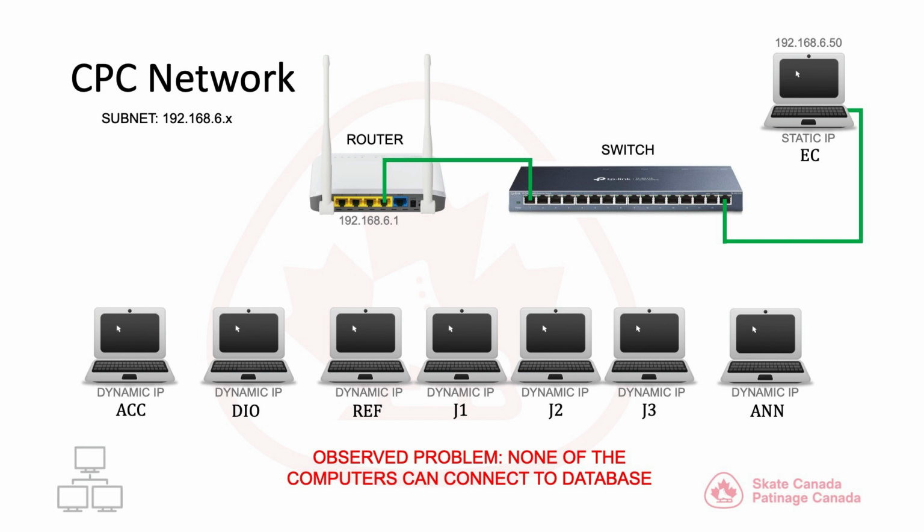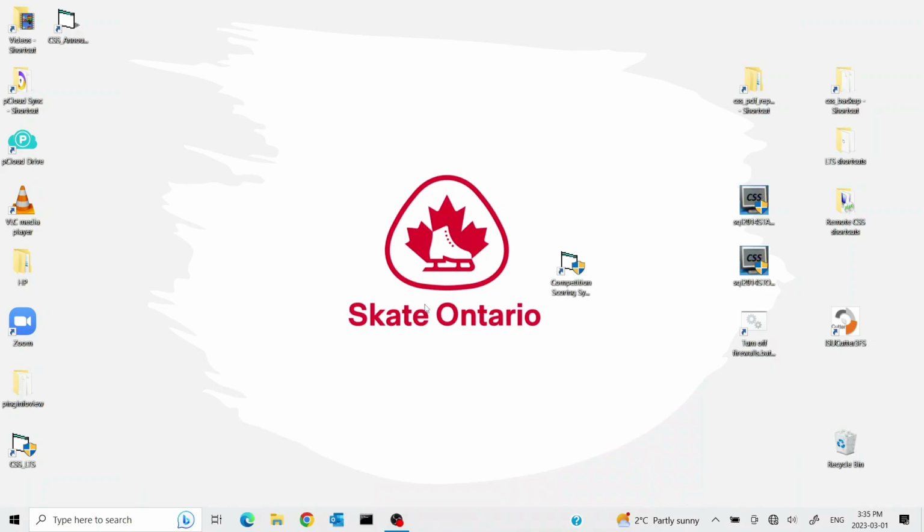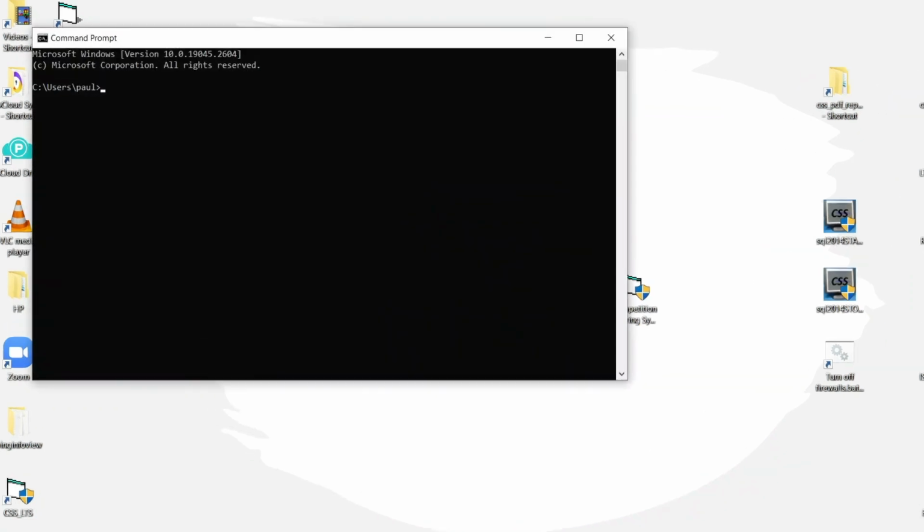One is that the Windows firewall is turned on the EC computer. Another is that my EC computer IP address might not actually be 192.168.6.50. I know it's on the correct subnet because my pings to the router were returned, but it's possible that somebody changed the network adapter settings so that the EC computer is now using a different static IP address, or perhaps the network adapter was set to obtain a dynamic IP address. I can quickly check these 2 things right here from the EC computer.